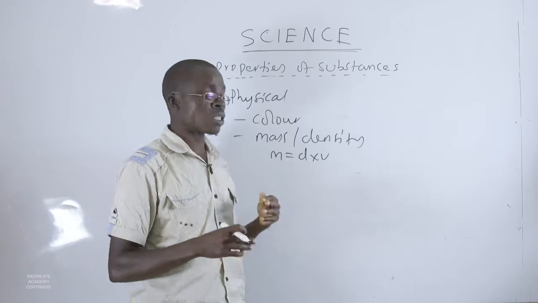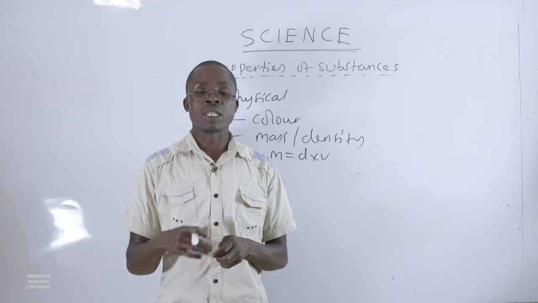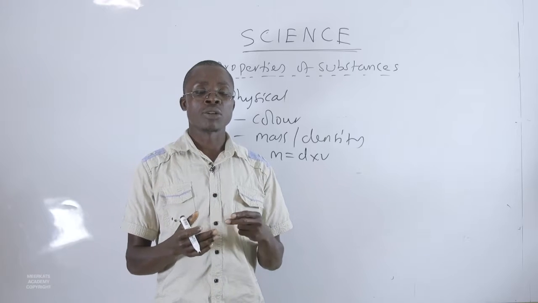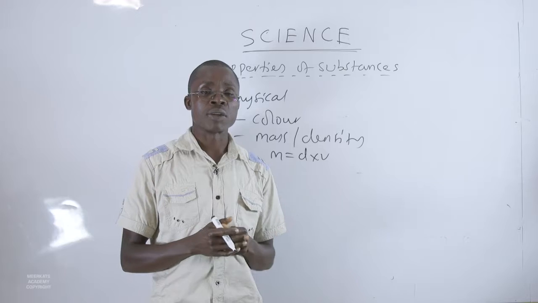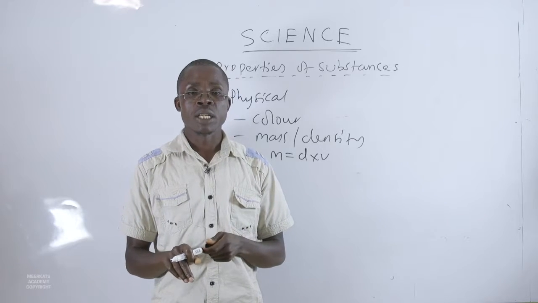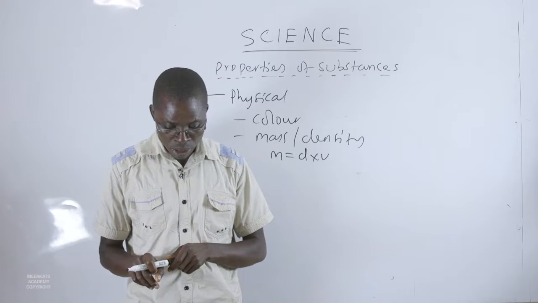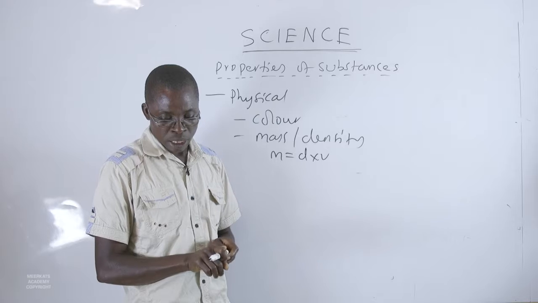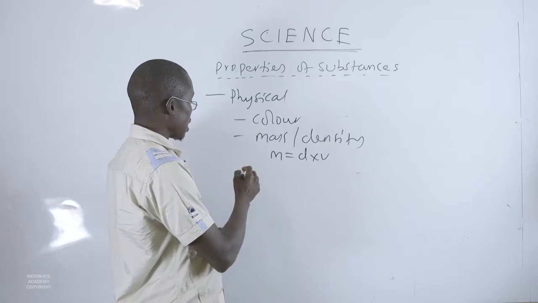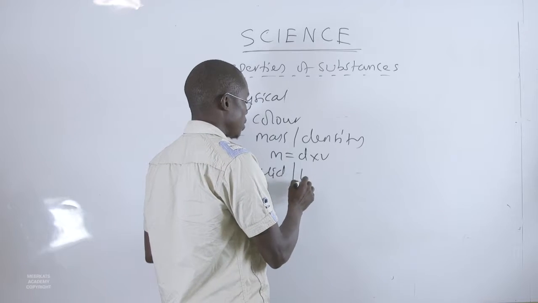So you can describe a substance based on mass or density by saying this one is more dense, this one is less dense than the other one, or this one is heavier and the other one is lighter than the other one. The other way you can describe a substance is in terms of, is it an acid or is it a base?